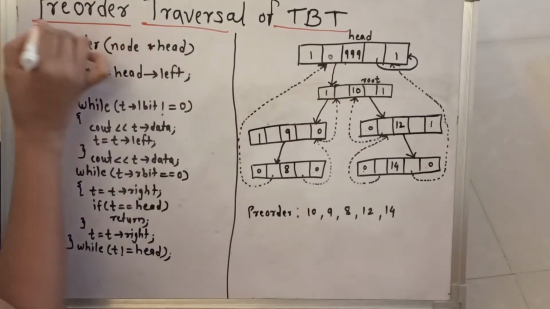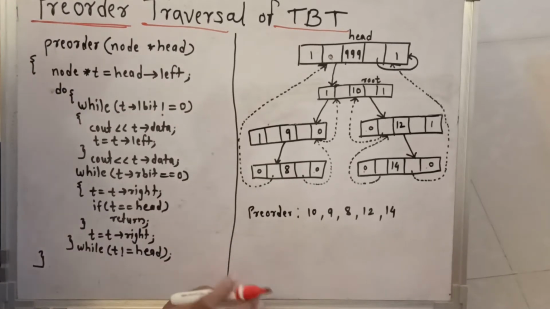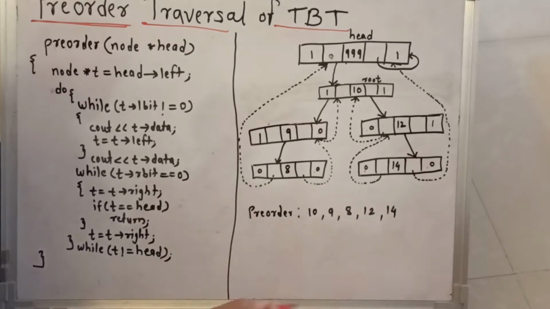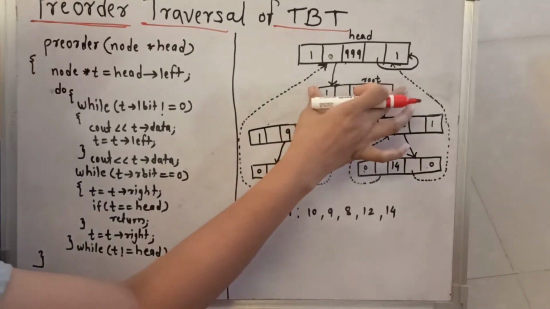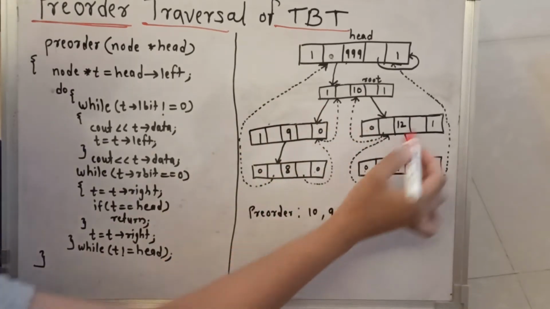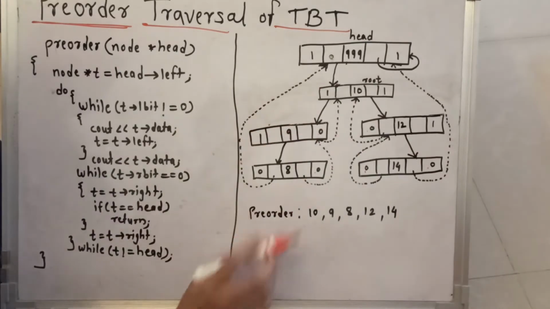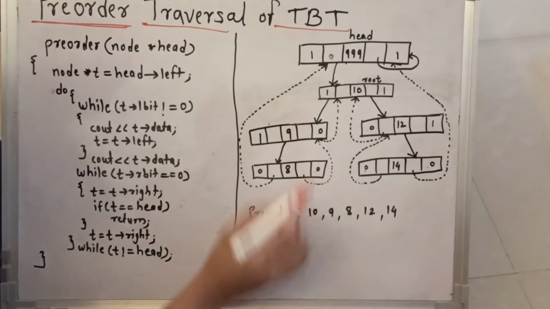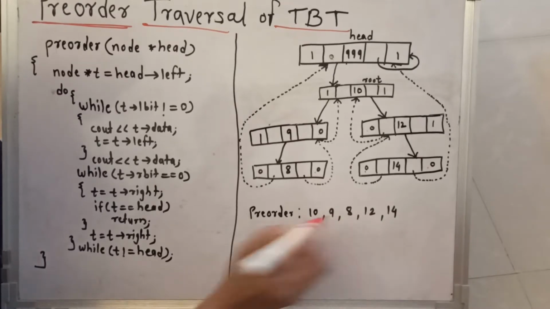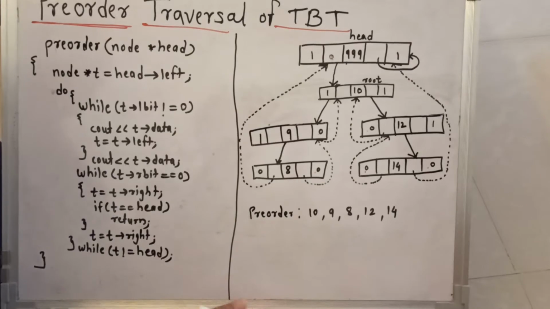So here we want to traverse using the pre-order technique. As you all are familiar with pre-order traversal, it is the DLR technique. That means first we have to visit the main root node, then we have to visit the left side, and then we have to visit the right side. So if we take the pre-order traversal of this tree, then it should come out as the values 10, 9, 8, 12 and 14. Now we will cross-check whether these values are actually coming or not.